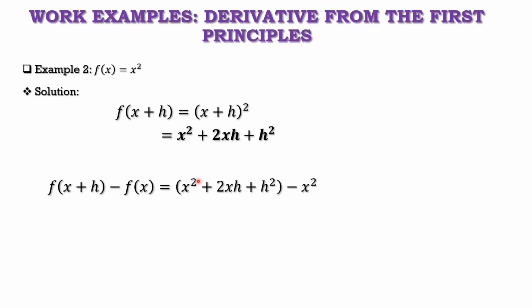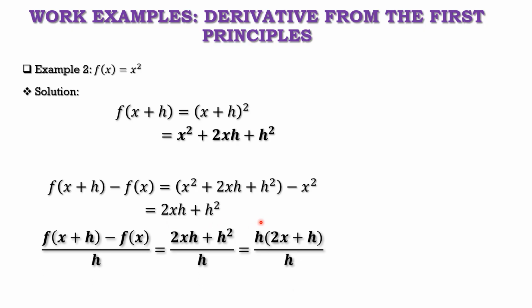Remember, positive x squared will cancel negative x squared, and our final result will be 2xh plus h squared. So here we have f of x plus h minus f of x divided by h. I have this expression in this form: 2xh plus h squared divided by h. Then h is repeating itself in each term of the numerator. So I'll factorize the h out, then divide everything by h. In doing that, h and h will cancel. Then our result for f of x plus h minus f of x divided by h will be 2x plus h.